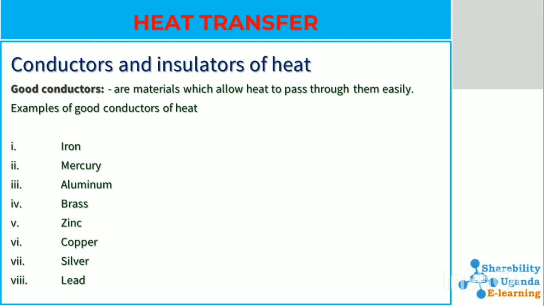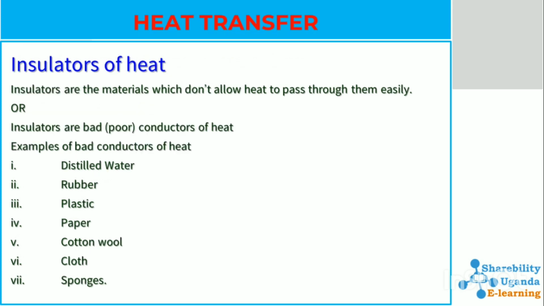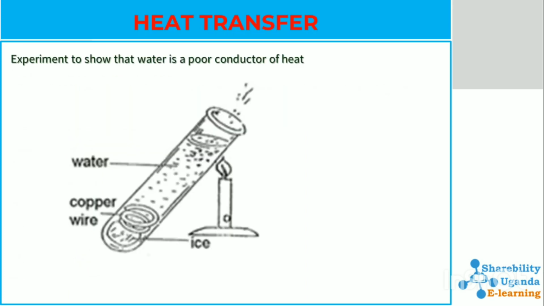Conductors and insulators of heat. Good conductors are materials which allow heat to pass through them easily, whereas bad conductors are materials which do not allow heat to pass through them. Good conductors include iron, mercury, aluminium, brass, zinc, copper, silver, lead, and so on. Insulators of heat include distilled water, rubber, plastic, paper, cotton wool, clothes, pouches, among others.